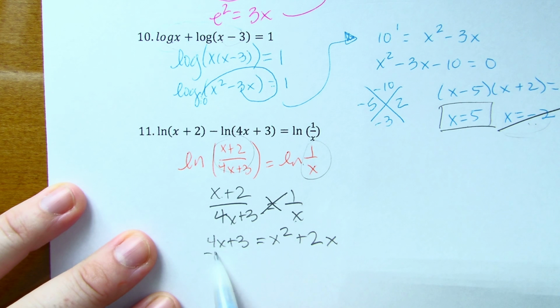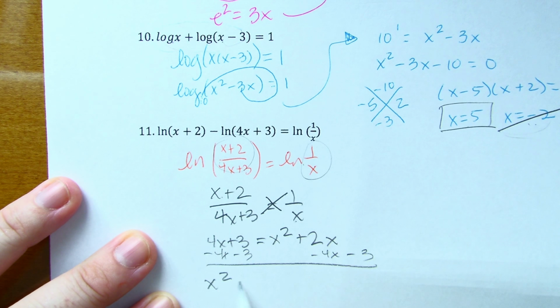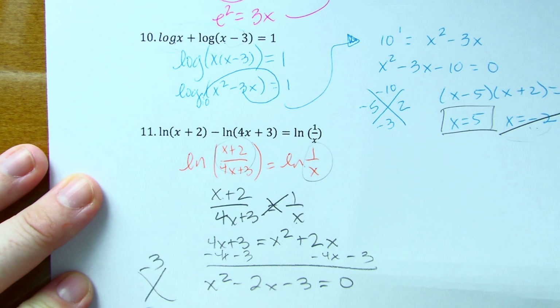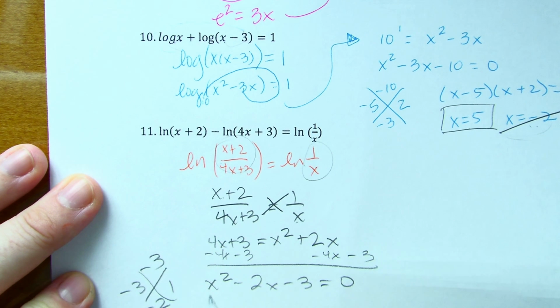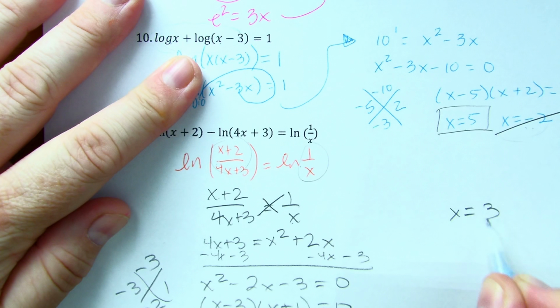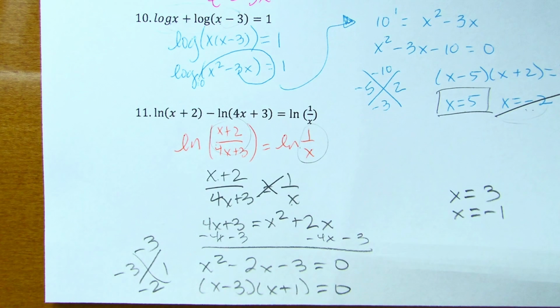So subtracting 4x and subtracting 3, I end up with x squared minus 2x minus 3 equals 0. Using the x method, negative 3, negative 2, negative 3, and 1. And I get x equals 3 and x equals negative 1. But again, with logarithms, we have to check our answer.